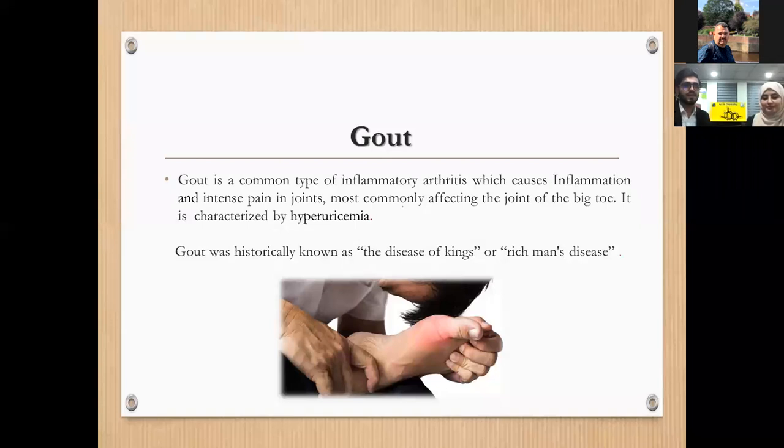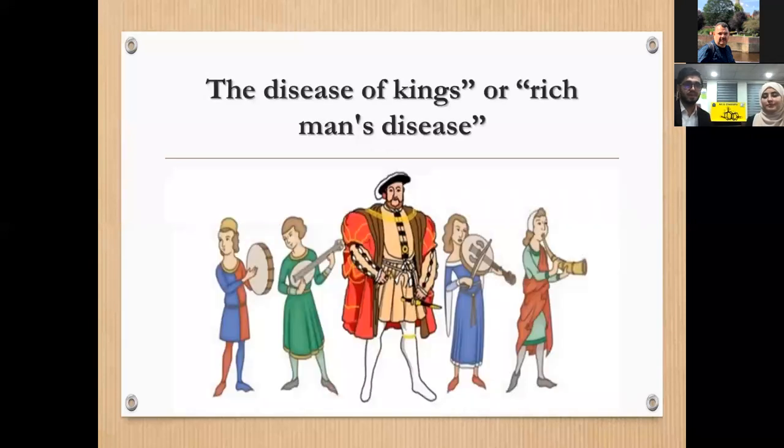So gout is a common type of inflammatory arthritis which causes inflammation and intense pain in joints, most commonly affecting the joints of the big toe. It is characterized by hyperuricemia, which is the increased level of uric acid above the normal range. Gout was historically known as the disease of kings or rich man's disease.